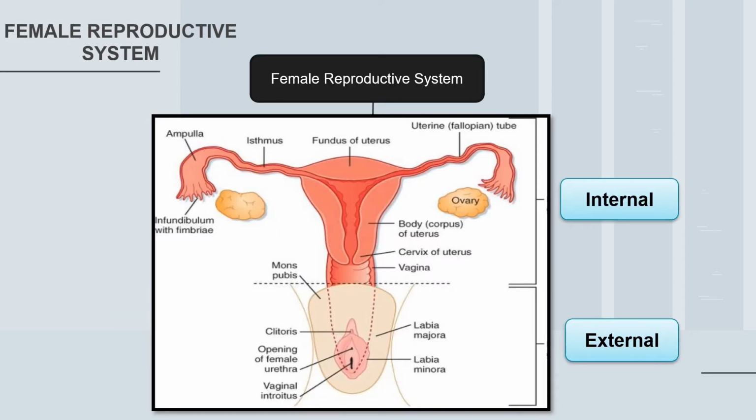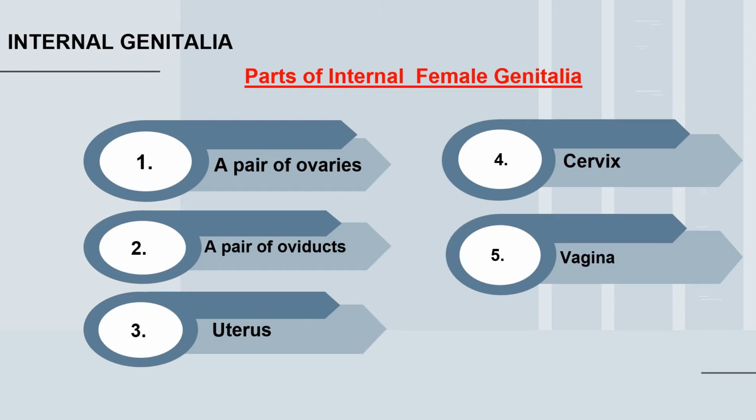So this is the diagrammatic representation of the internal as well as external female genitalia, which are a part of the human female reproductive system. In case of a human female body, the internal genitalia are going to be comprised of many different parts or structures such as a pair of ovaries, a pair of oviduct, uterus, which is also known as womb, cervix, which is a part of the uterus, and vagina.